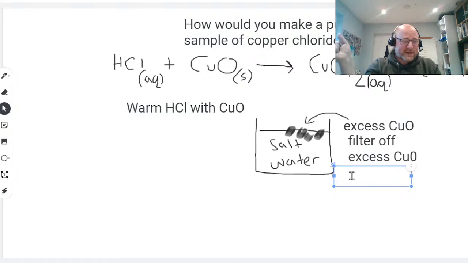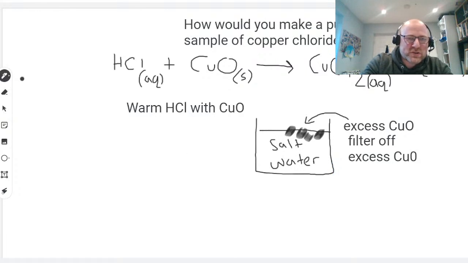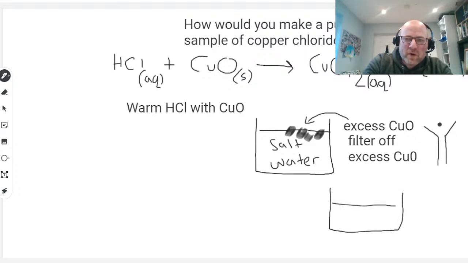So we filtered off the excess copper oxide. How are we now going to get rid of the water? We're now left with just salt and water. Imagine we've bust out our filter funnel. If you forget the name of equipment, do diagrams. So we've got rid of the copper oxide. We've just got salt and water, guys. What are we going to do?